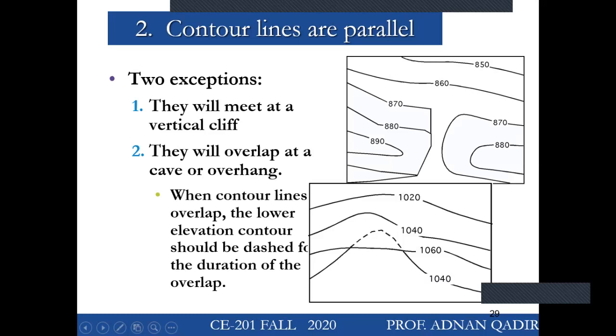When contour lines overlap, the lower elevation contour should be dashed for the duration of the overlap. So see, this is 1040 and 1060. According to this statement, this 1040 should be shown in dash, and the other is shown in the continuous line.